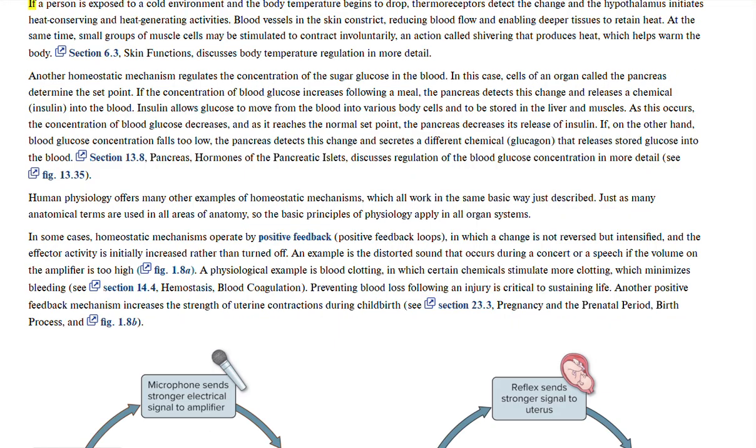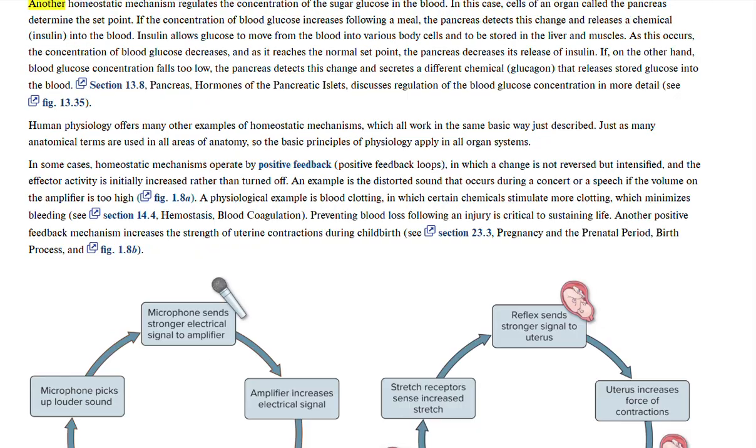If a person is exposed to a cold environment and the body temperature begins to drop, thermoreceptors detect the change and the hypothalamus initiates heat-conserving and heat-generating activities. Blood vessels in the skin constrict, reducing blood flow and enabling deeper tissues to retain heat. At the same time, small groups of muscle cells may be stimulated to contract involuntarily, an action called shivering that produces heat, which helps warm the body. Section 6.3, Skin Functions, discusses body temperature regulation in more detail.